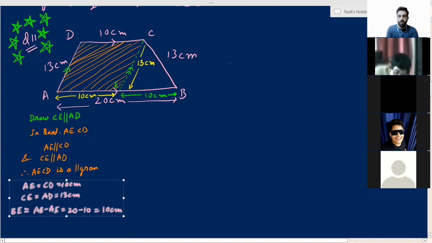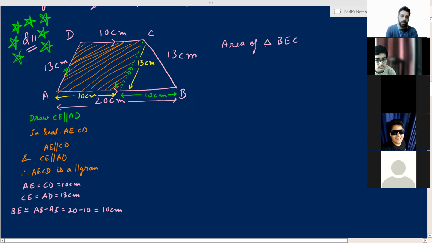Okay. So here now we will find the area of triangle BEC. Area of triangle BEC. I will tell you later why we are finding the area of this triangle. Can you tell me the method by which we can find out the area of triangle BEC?